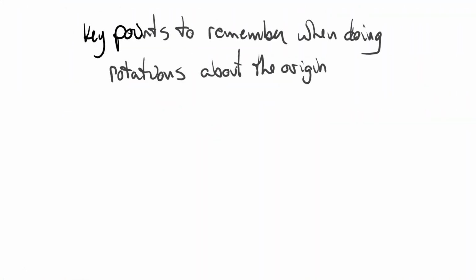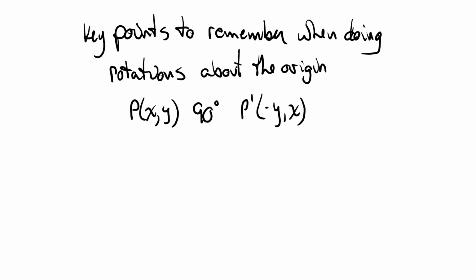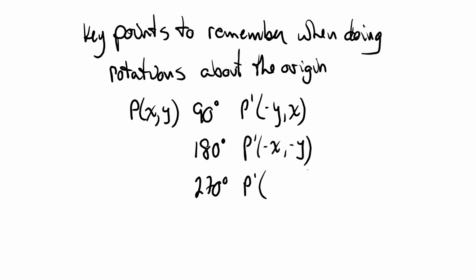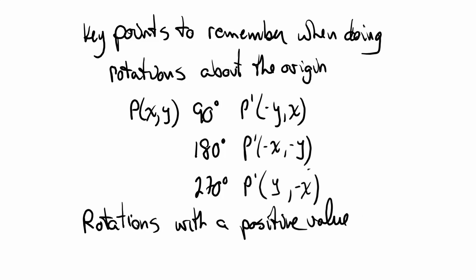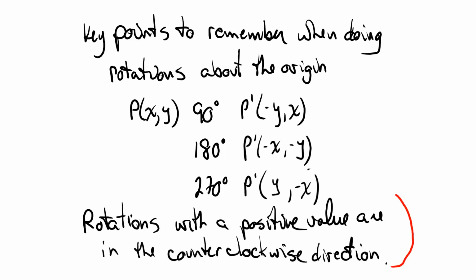So the key points to remember when doing rotations about the origin are that for every point with coordinates x and y, if you do a 90 degree rotation, P prime will be -y, x. For a 180 degree rotation, P prime will be negative x, negative y. And for a 270 degree rotation, P prime would be y, negative x. And rotations with a positive value are in the counterclockwise direction, which means that they're turning this direction.